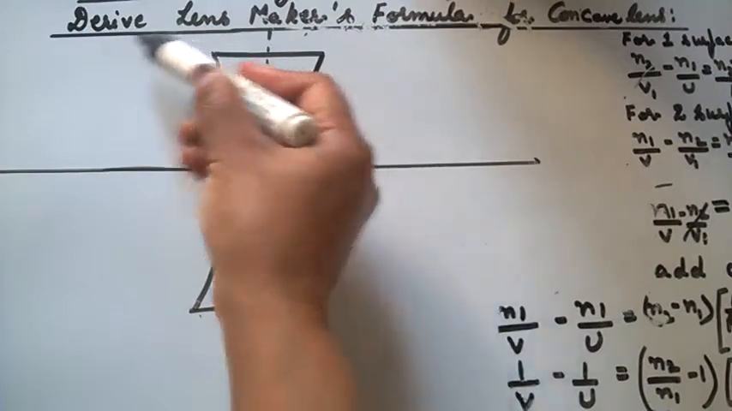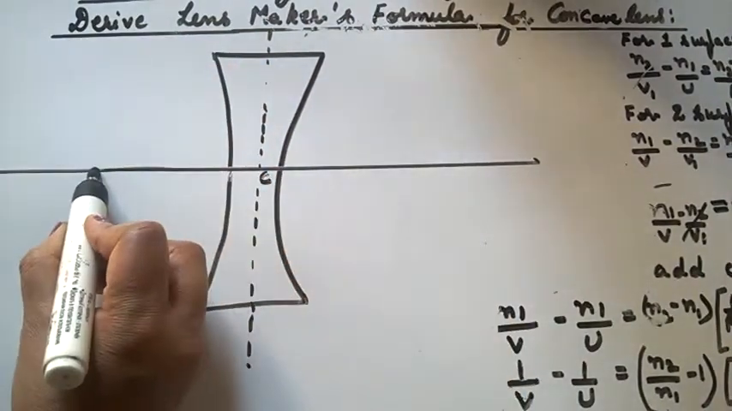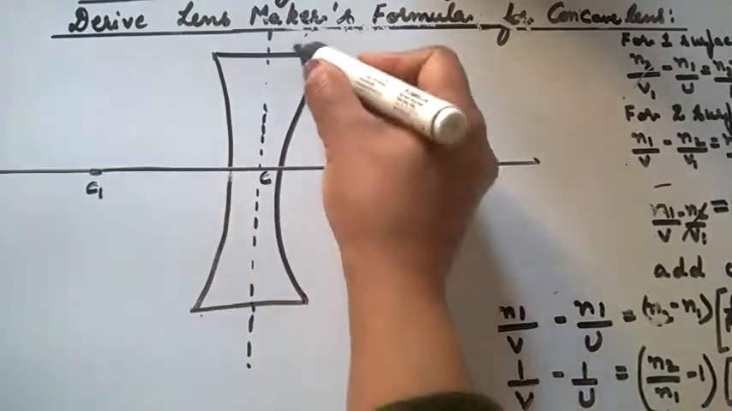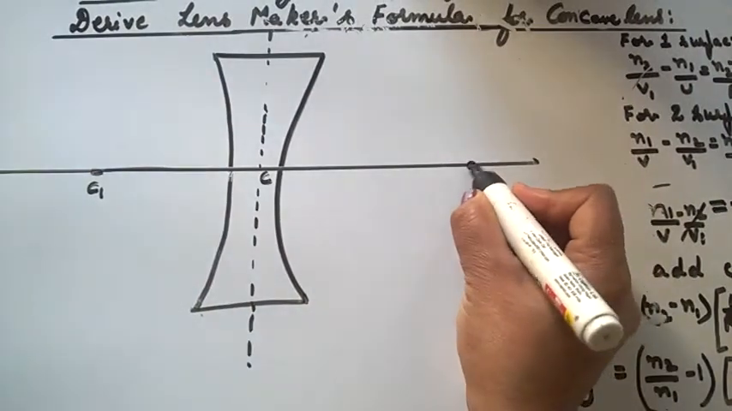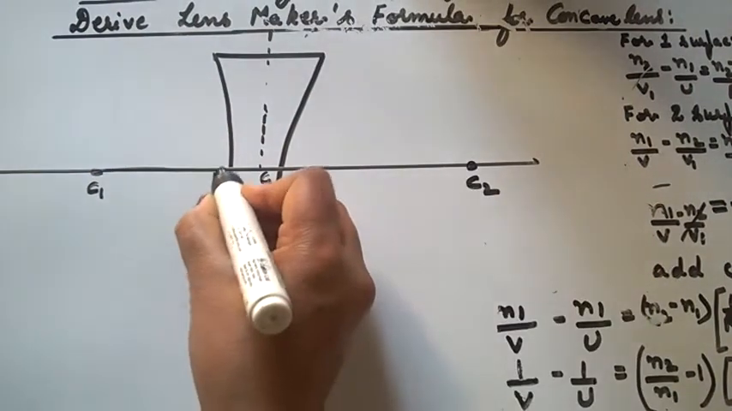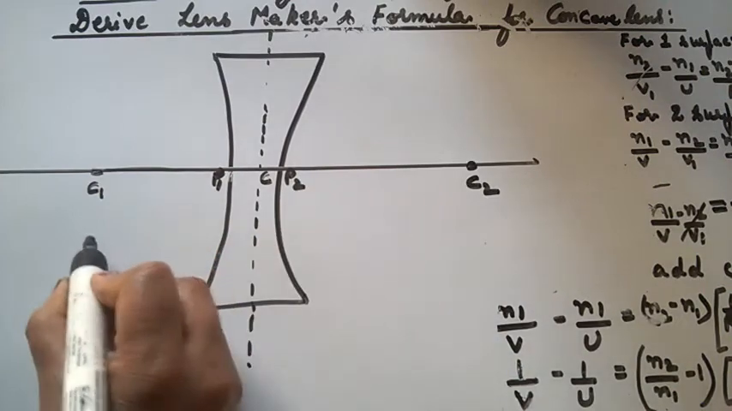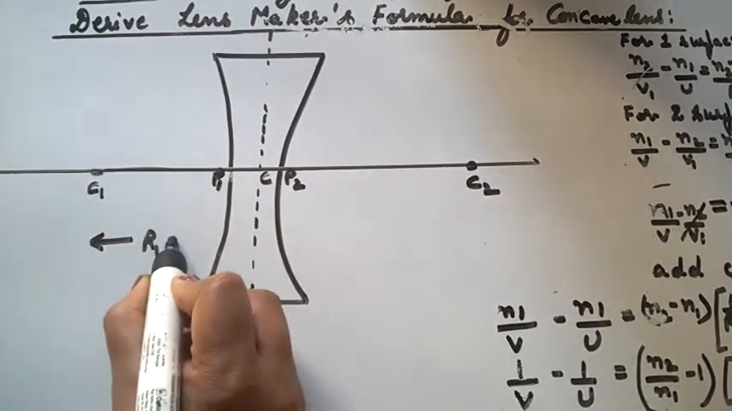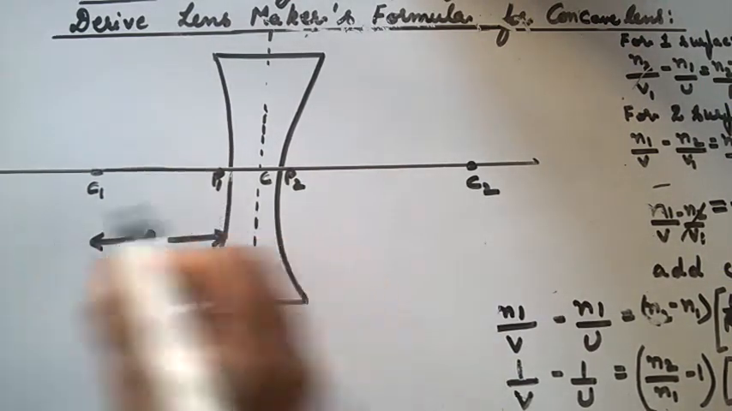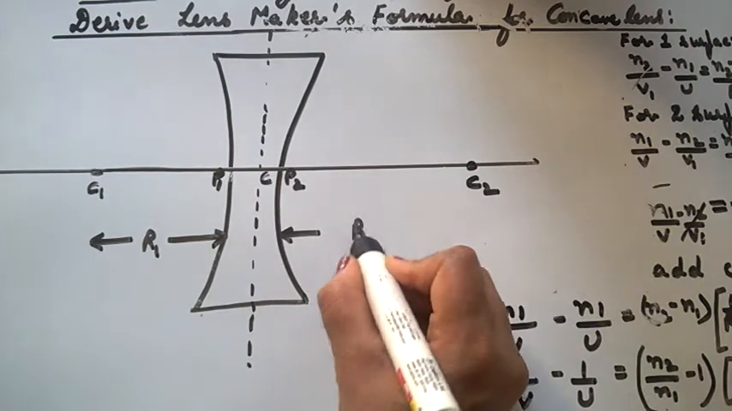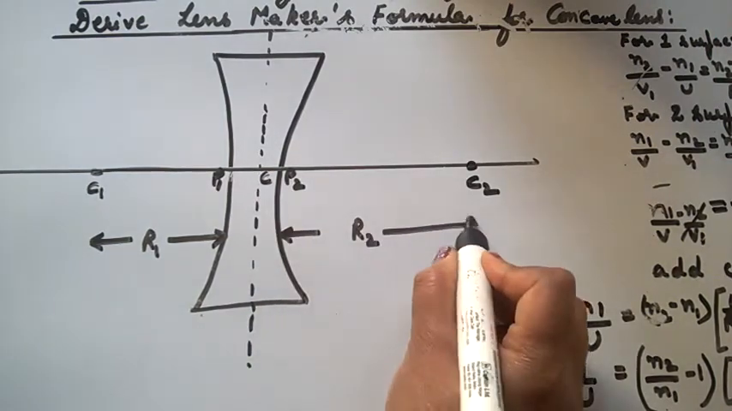This first surface is a part of a sphere, its center of curvature is C1. This is also a part of a sphere, its center of curvature is C2. This is pole P1, this is pole P2. Its radius of curvature is R1 from P1 to C1, and the radius of curvature of the second surface is R2 from P2 to C2.